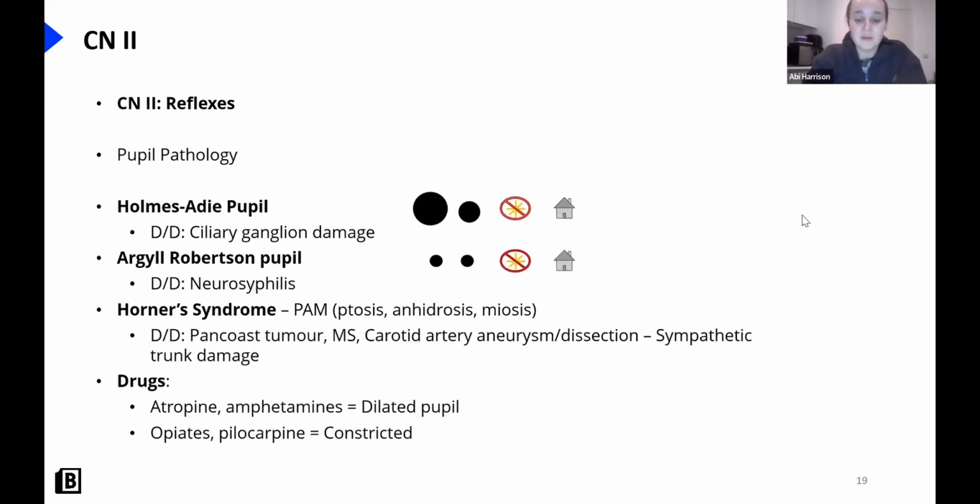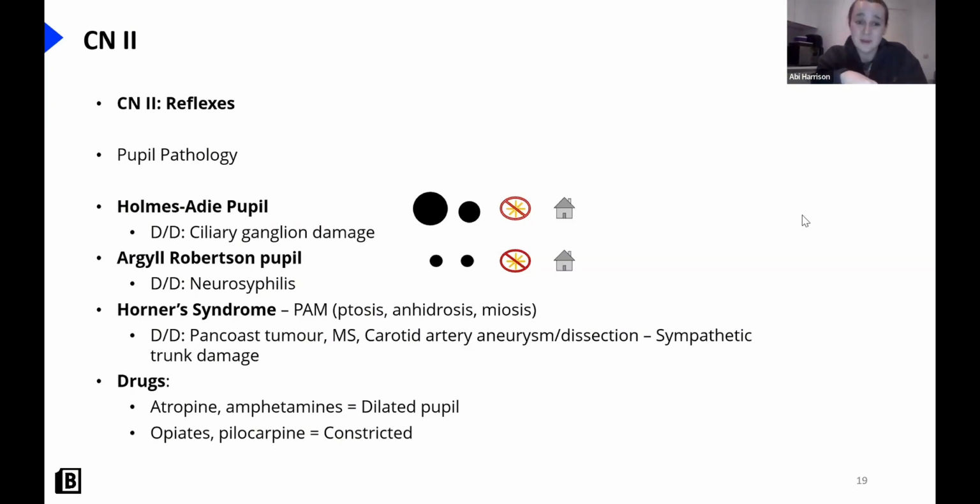So I've gone through some other common pupillary pathologies. A lot of these are named after people, but I think they're really commonly tested in MCQs, so they're quite worth knowing, and you could have a patient with one in an OSCE. So a Holmes-Adie pupil is as a result of ciliary ganglion damage. You'll have one tonically dilated pupil and one normal pupil. The pupils will be poorly responsive to light, but they have good accommodation.